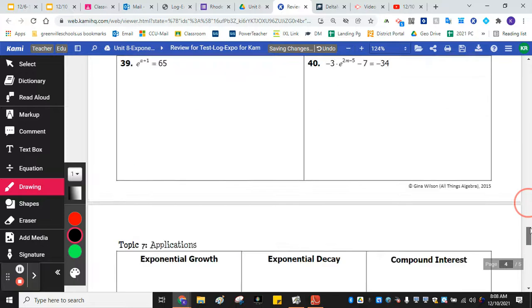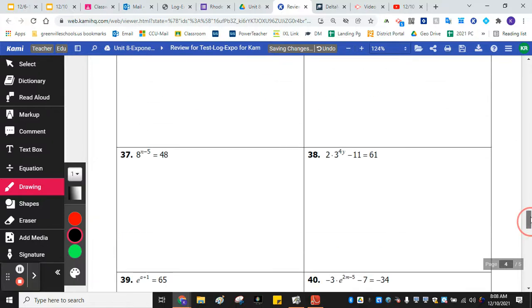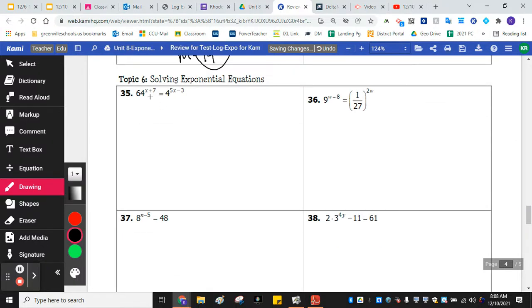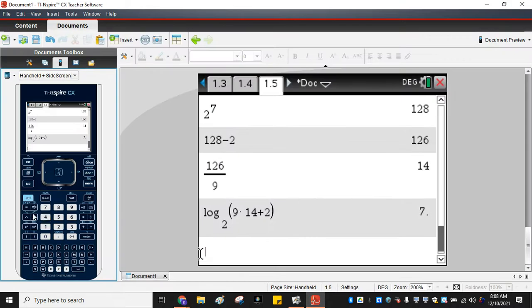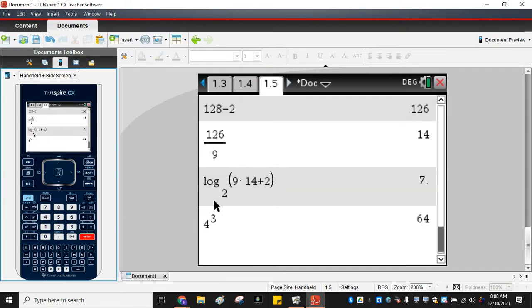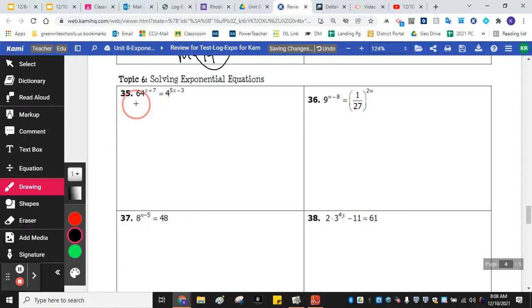Solving exponential equations. With exponential equations, see if you can get them to have the same base. So I think 4 to the 3rd is 64. Yes, 4 to the 3rd is 64. So if you can get them into the same base, then you can just set your exponents equal to each other, because the bases are going to be the same on each. So once you set your exponents equal, make sure you distribute correctly.